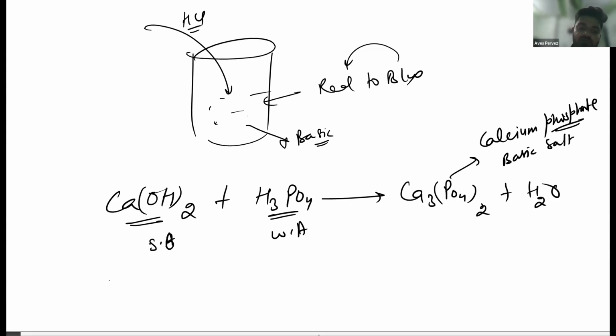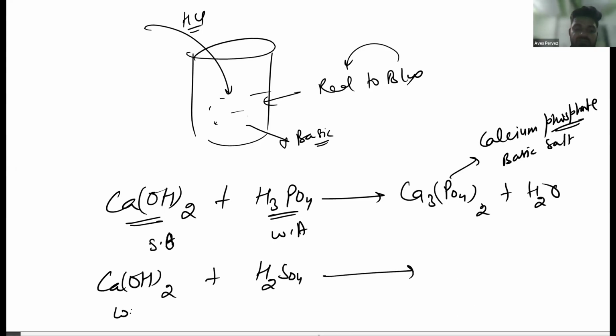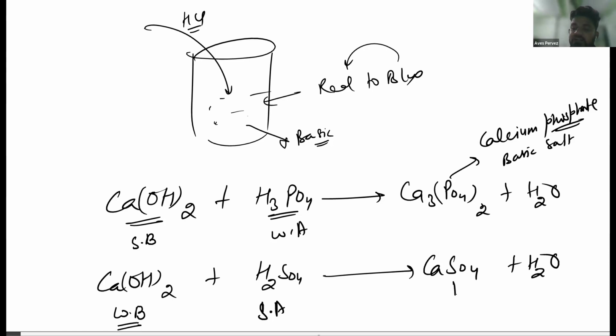But when this calcium hydroxide is treated with a strong acid like H2SO4, then it will act as a weak base. It is really a strong base in front of a weak acid, but in front of a strong acid it acts as a weak base and will give you calcium sulfate plus water. So this is an acidic salt. You understood? Please note this equation.